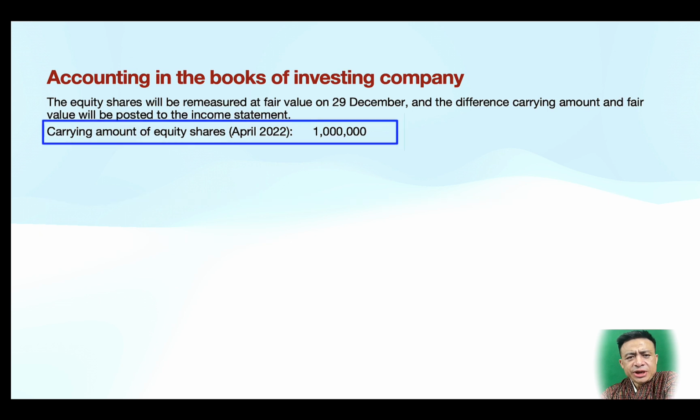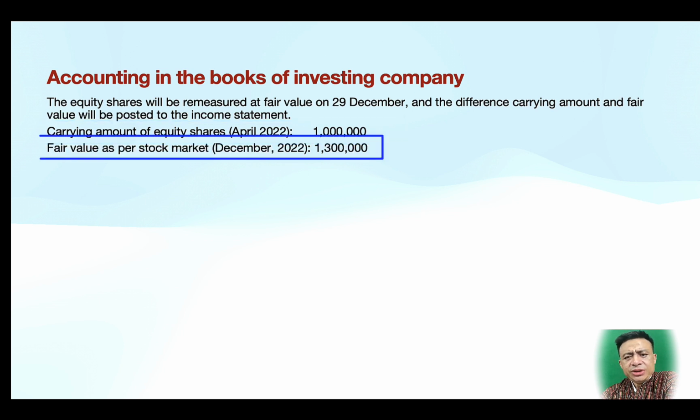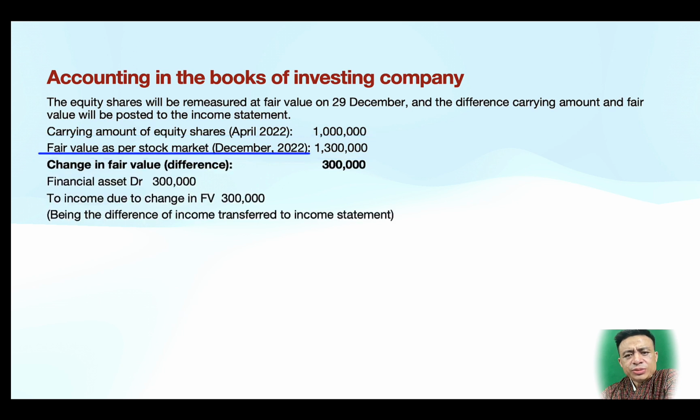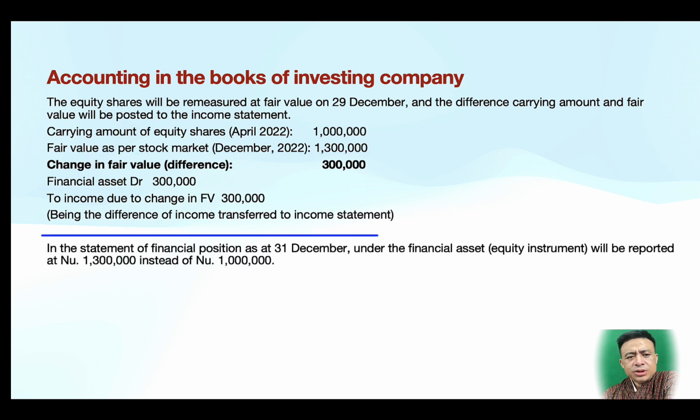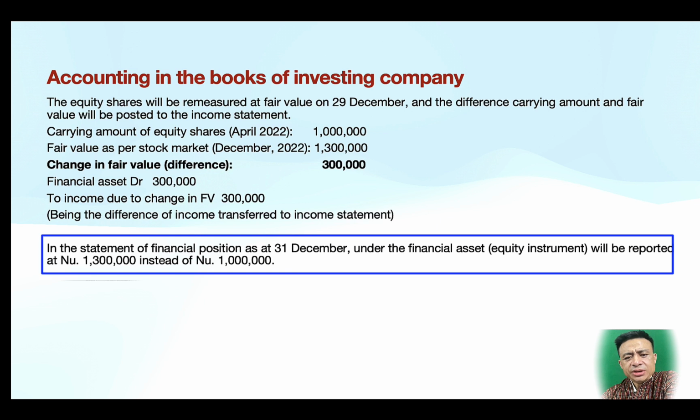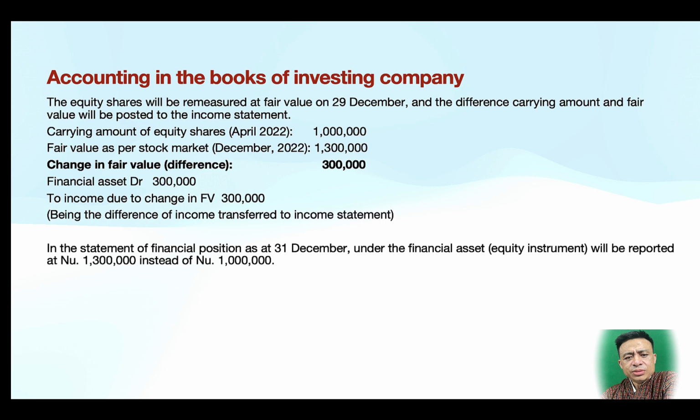So the initial carrying amount was how much? 1 million, and the fair value in the month of December is 1,300,000. The change in fair value of 300,000 will be transferred to the income statement by passing the entry: financial asset account debited to income due to change in fair value of 300,000. In the statement of financial position at 31st December, under financial assets, the equity instrument will be reported at 1,300,000 instead of 1 million.